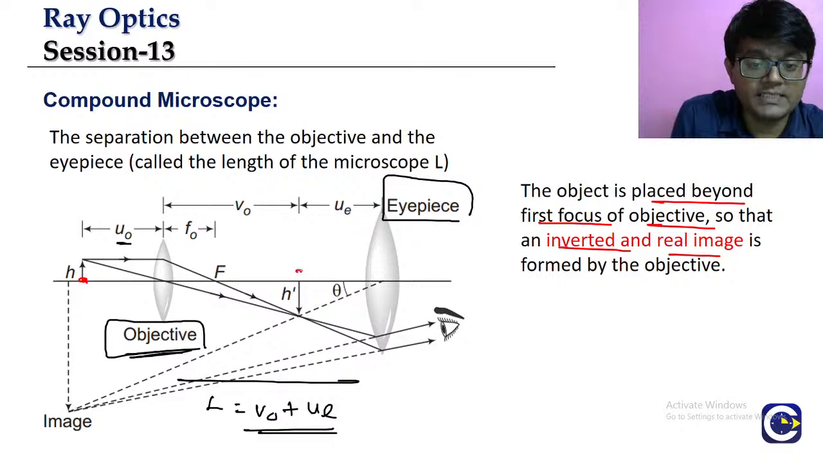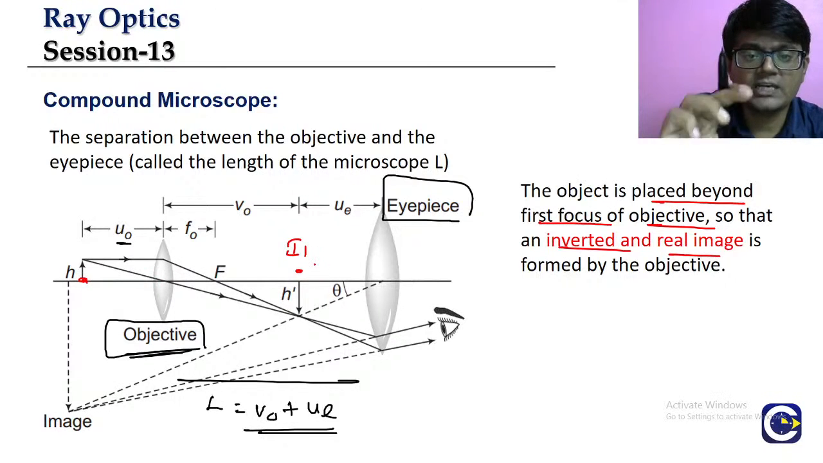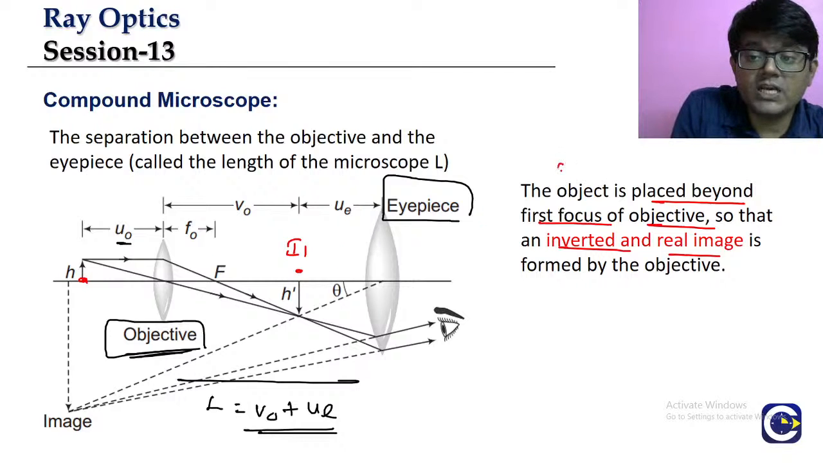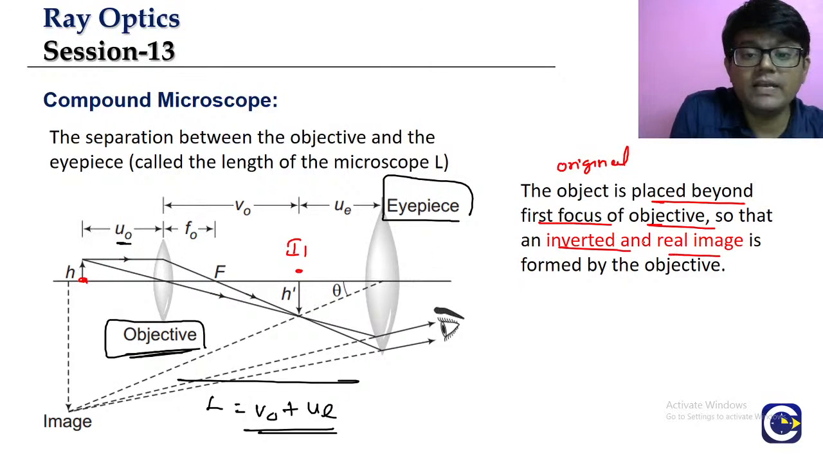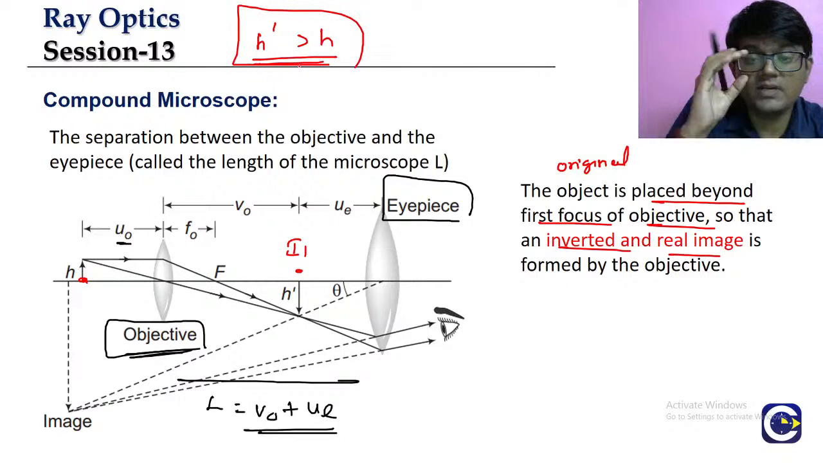The image formed here, we can call it I1, the image formed after the first lens, that is the objective lens. That will be real, inverted, and also magnified. So if you are keeping the original object beyond the first focus, the image formed because of the objective will be a magnified image, real and inverted. The understanding is that H dash will be more than H.